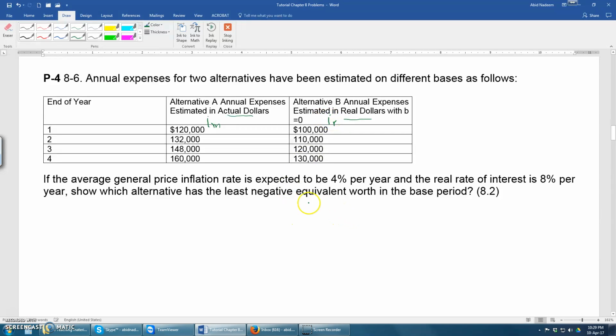As we can see, the interest rate is given, but what is this interest rate? The real interest rate is known, and the general price inflation is also given. If we know the real interest rate and the inflation rate, then we can calculate the market interest rate by this equation.